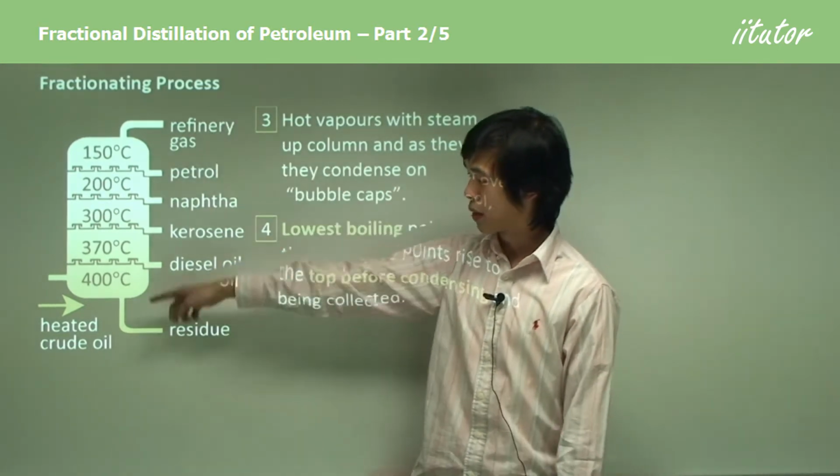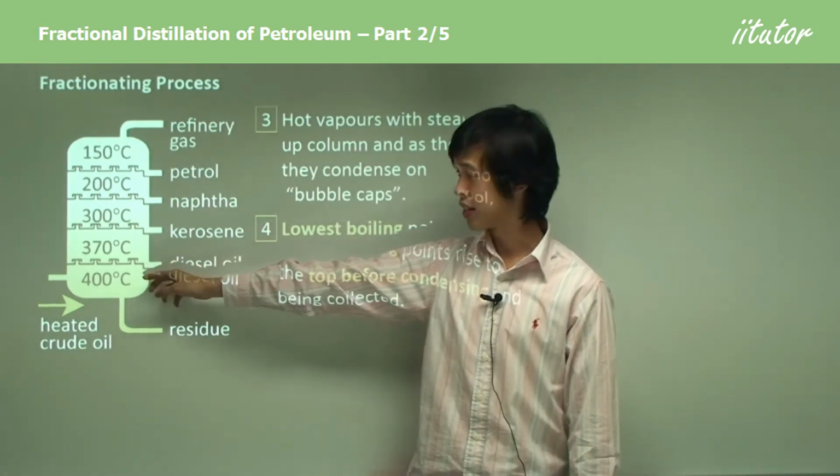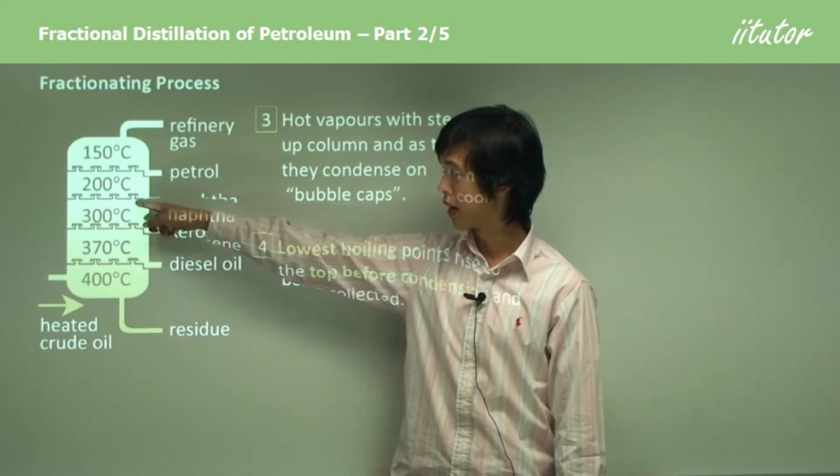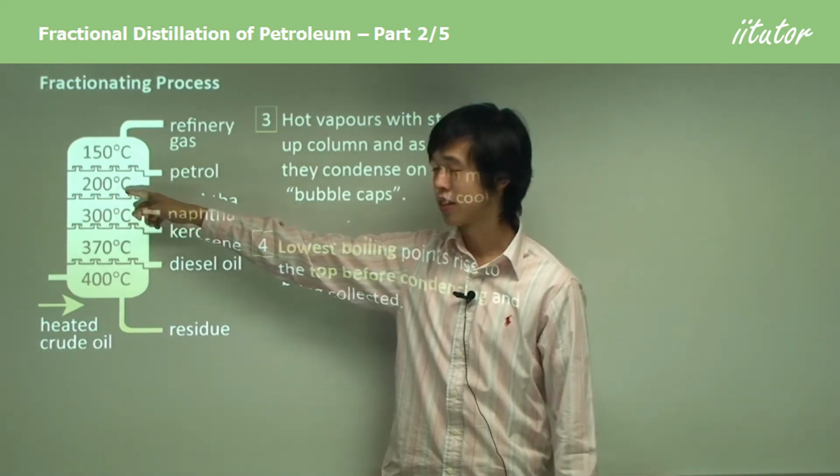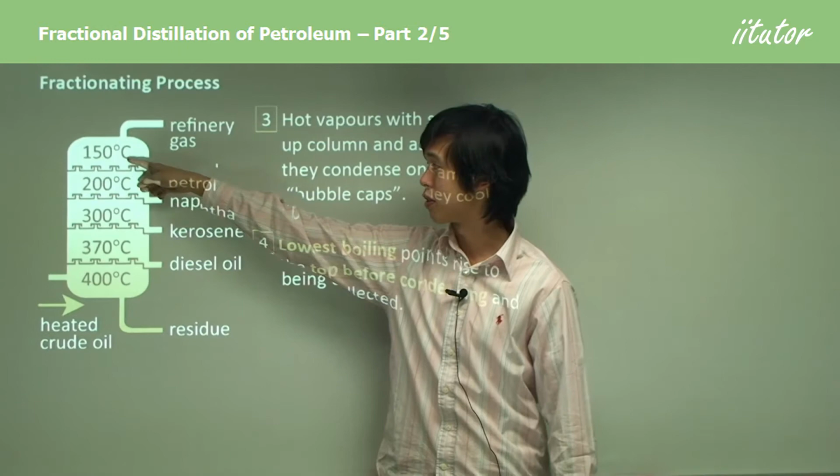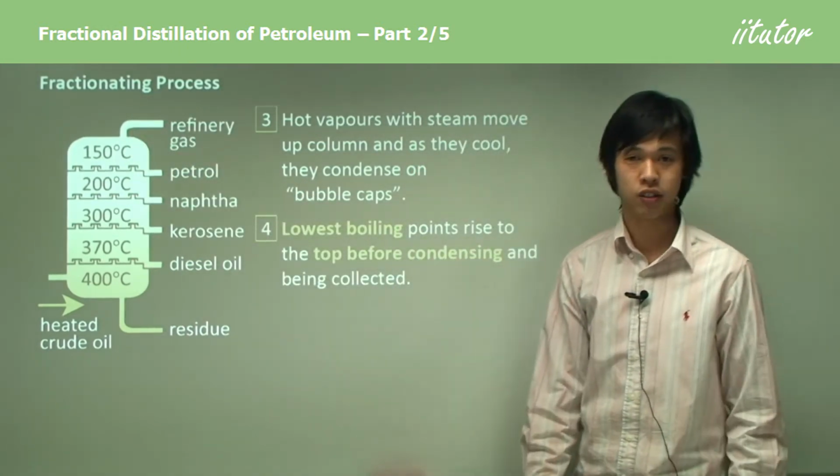So because we're heating it at the bottom, the ones that have the lowest boiling point will keep going up and up and up, because you've still got 400 degrees Celsius, 200 degrees Celsius. So these are still very hot temperatures. Because they've got such low boiling points, they'll keep traveling up and out the top. And that's what we call refinery gas or natural gas.